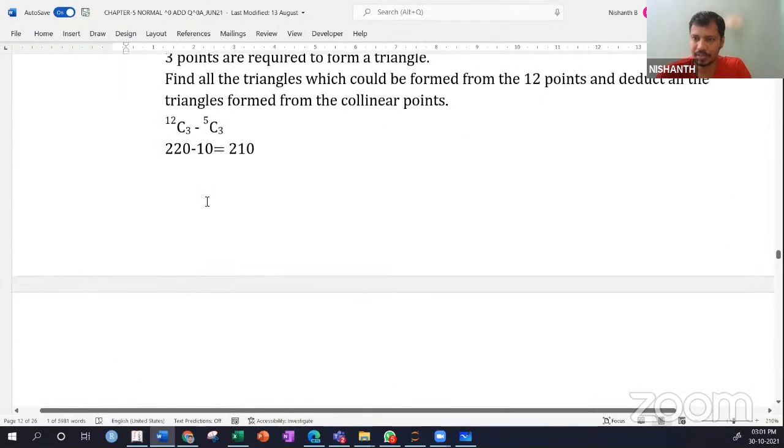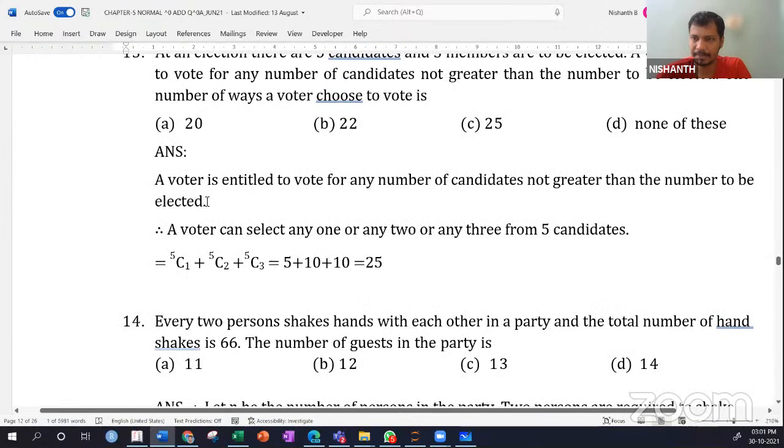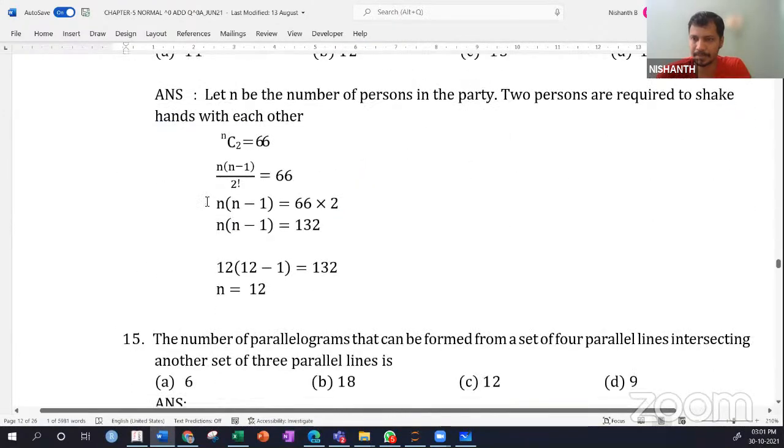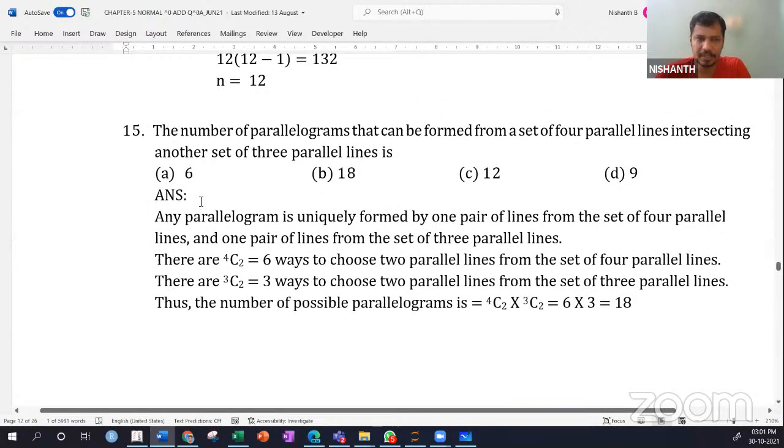These points, collinearity and all, we discussed. The parallelogram thing also we discussed: 4 lines, another 4 lines. So you just need 2 lines from one side and 2 lines from the other side to form a parallelogram, and that we got here as 18.